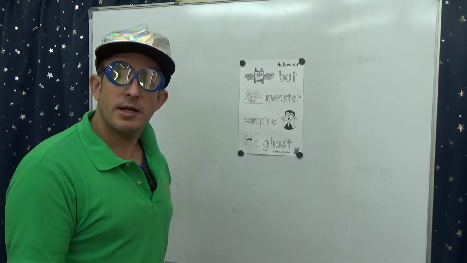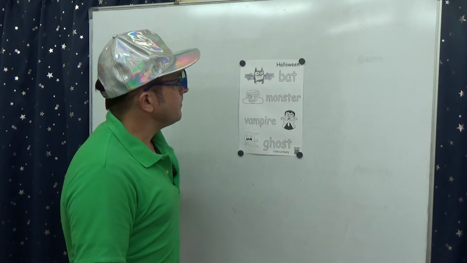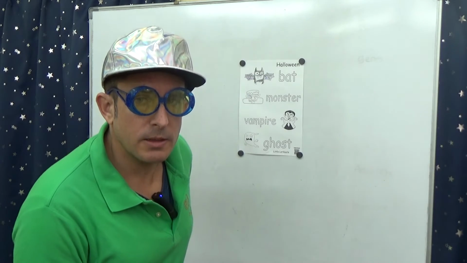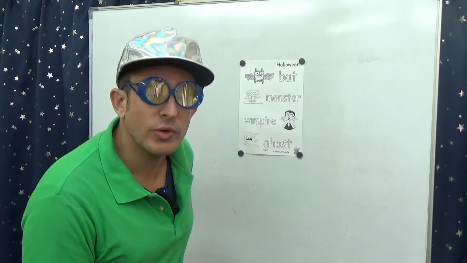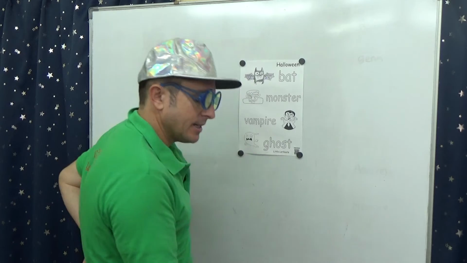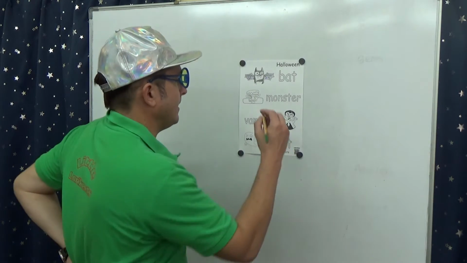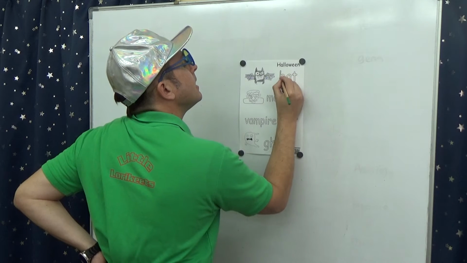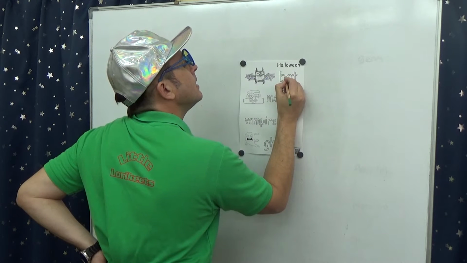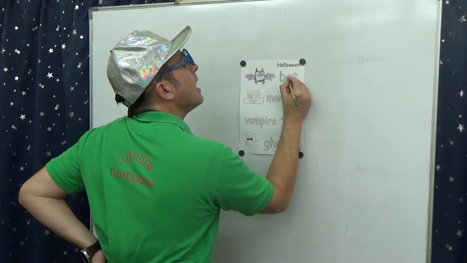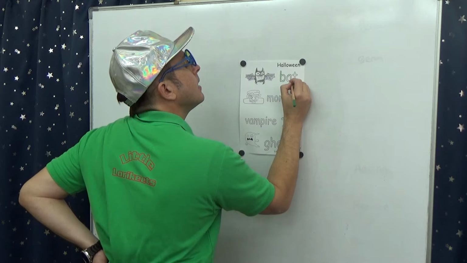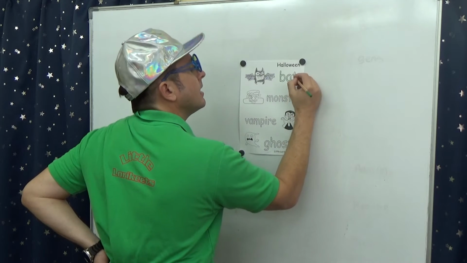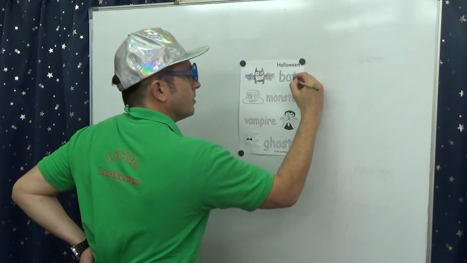All right, so now let's color in the word bat. What color do you think I should do the word bat? You think orange? No? Green? No? Blue? No. Green? Okay, let's color it in green. So color in the bat, green. B, A, and T. Oh, yeah. Ooh, bat.